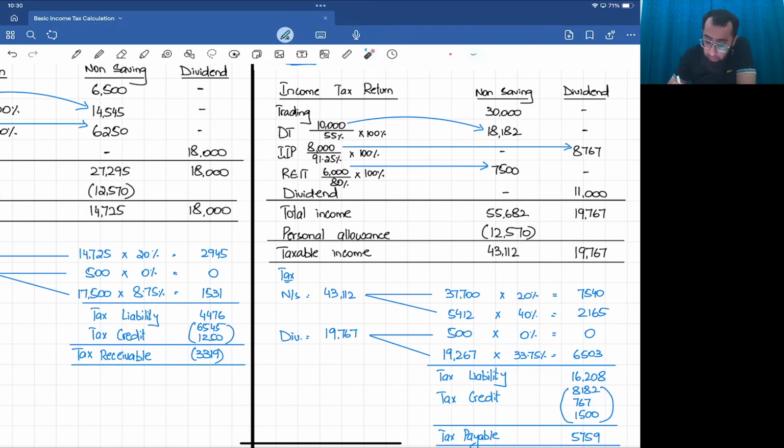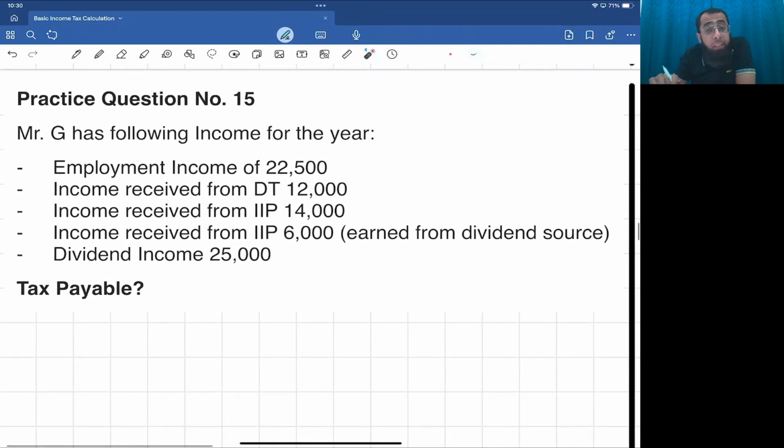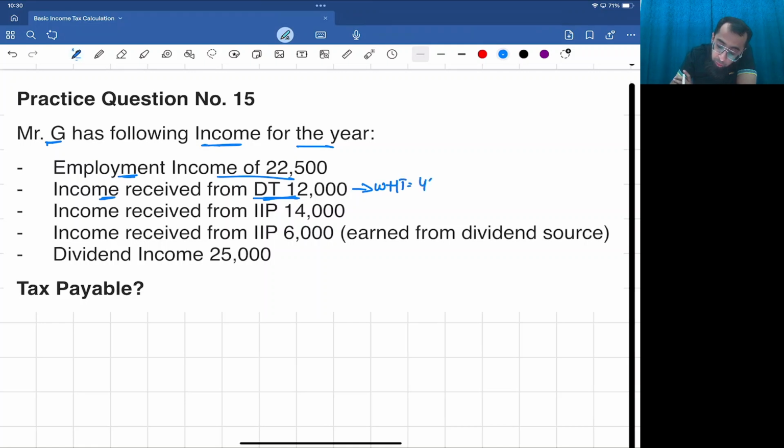Done? Let's look at one more practice question, one last question in this regard. Okay. If you want, you can pause the recording and try it on your own also so that you can have an illustration of where you stand. Mr. G has the following incomes for the year. Employment income is 22,500, a simple non-saving income. Income received from a discretionary trust, the withholding tax will be 45%.